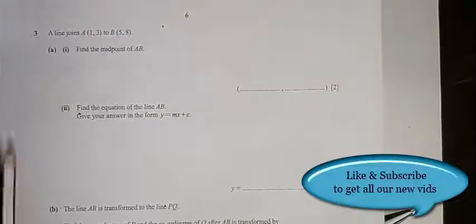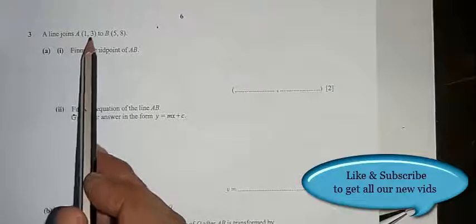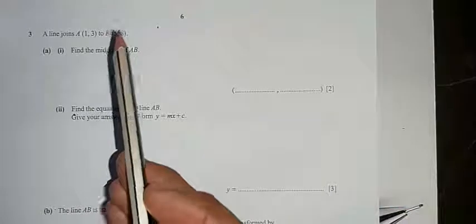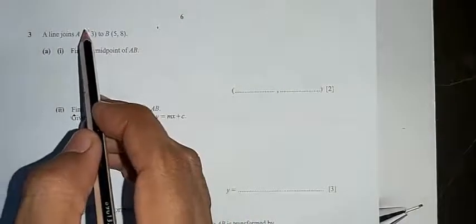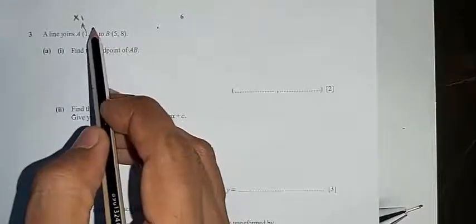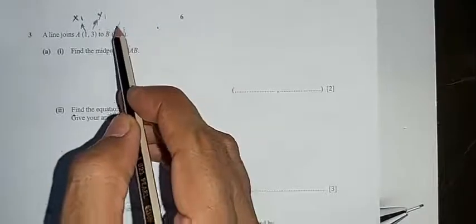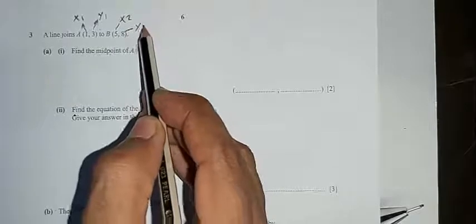In this question 3, a line joins 2 points, point A (1, 3) to point B (5, 8). Find the midpoint of AB. Midpoint: this point here is x1, and 3 is y1, and 5 here is x2 and 8 is y2.